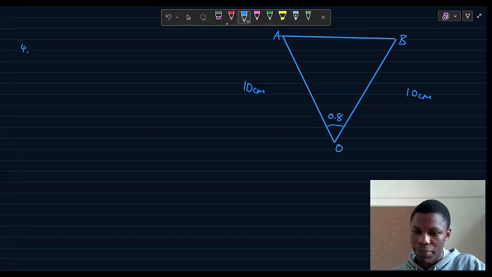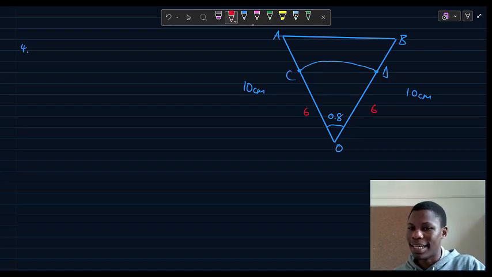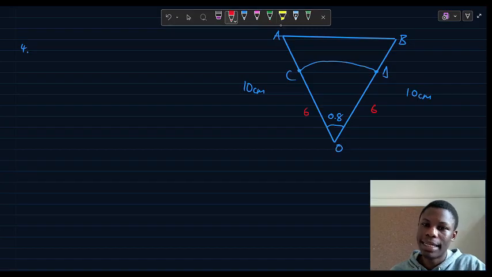Okay. And then points C and D, we're going to have some point C and D on OA and OB respectively, such that arc CD is part of a circle with the center O and radius 6 centimeters. So that would mean this distance from O to C is 6 centimeters, the distance from O to D is 6 centimeters. And since we know the whole distance from O to A is 10, that must mean from C to A, that's just 4 centimeters, and that's 4 centimeters as well.